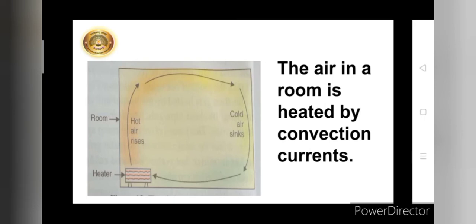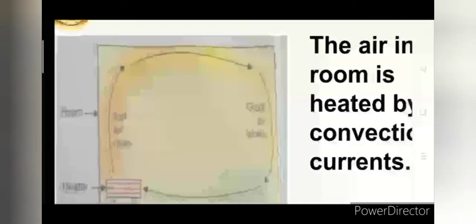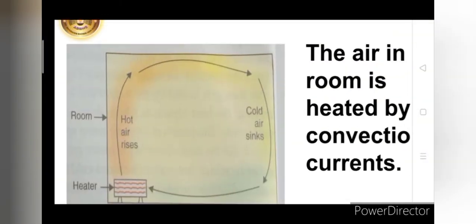Similarly, the air in a room is heated by convection currents. A room heater heats all the air in a room by setting up convection currents in the air, as you can see in this picture. Hot air being lighter rises up and cold air then sinks and takes the place of the hot air, and this process goes on.